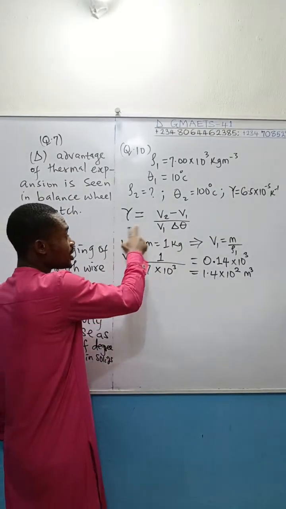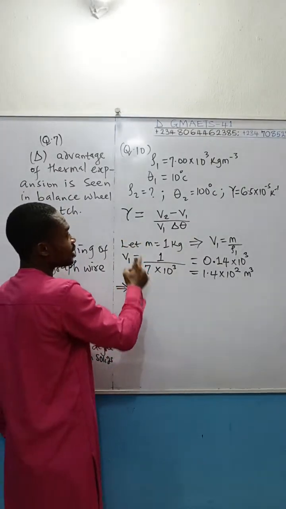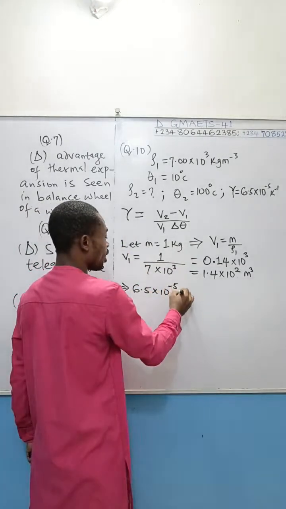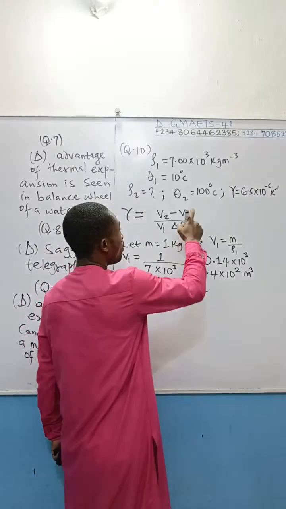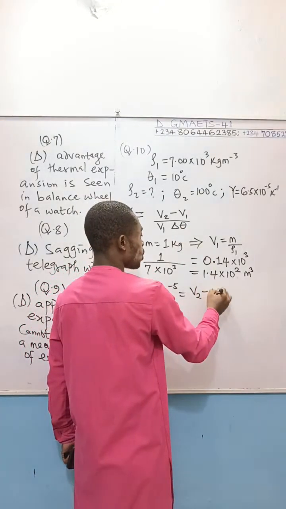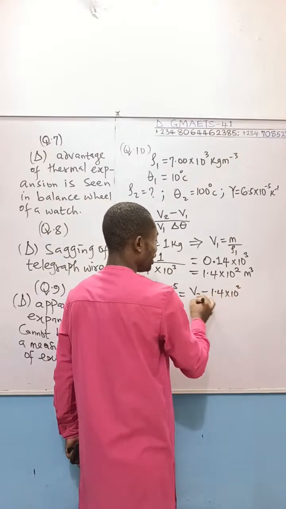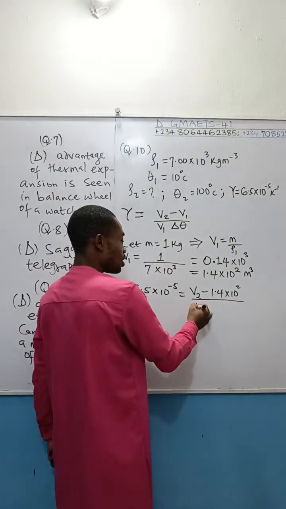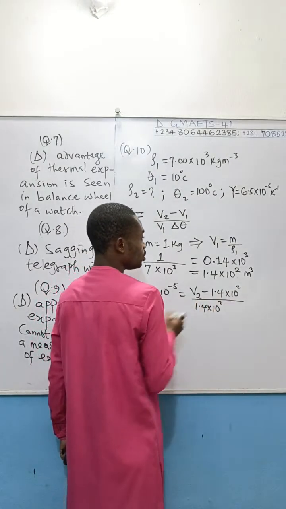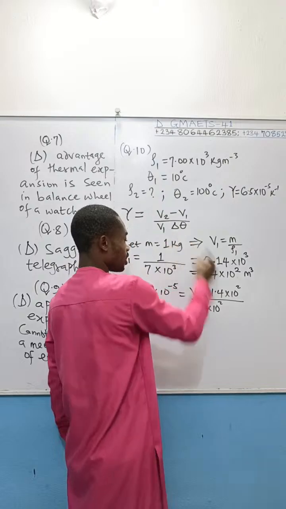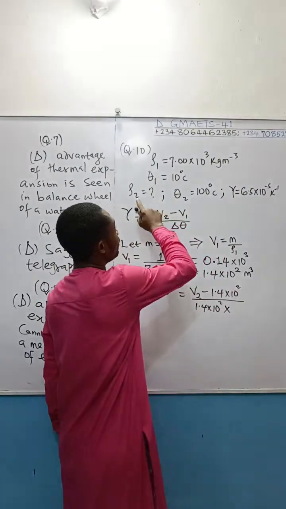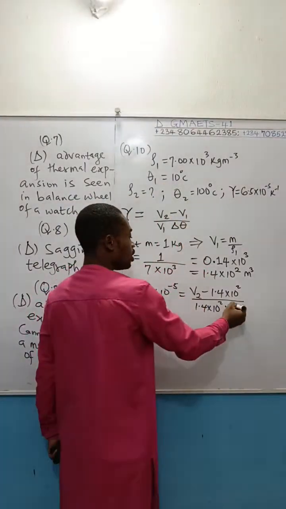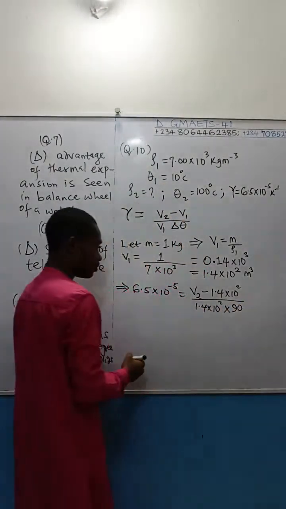So substituting into this formula, in place of cubic expansivity, I have 6.5 times 10 to the power of minus 5, equal to V2, which we don't know, minus V1. V1 is 1.4 times 10 to the power of 2. Divide this by V1, that's 1.4 times 10 to the power of 2. And then we're going to multiply by the temperature change. The liquid was heated from 10 degrees to 100 degrees, so the temperature change is going to be 90.